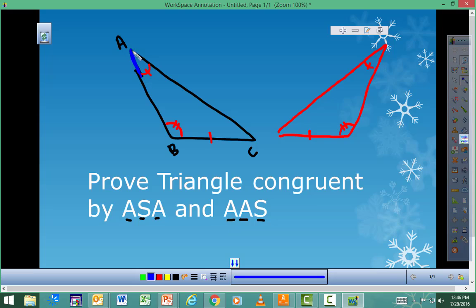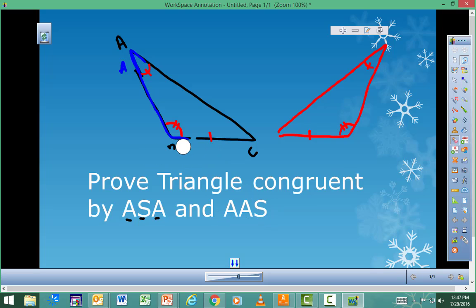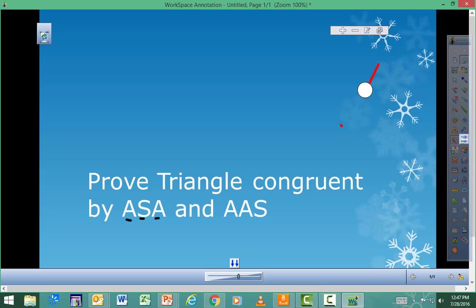You come across this angle first right here, and then we're moving along this way and we come across another angle. For this case, angle angle side, notice there's no side right here, so we ignore this side. We're just looking at the angles as we go around. So we go angle, angle, and then here's the side. So hopefully you won't find this too confusing. It's the same idea as yesterday. It's just it turns out that there's multiple ways to prove that triangles are congruent, and we will discover today that there's two more methods.